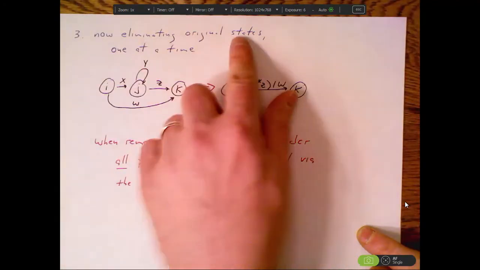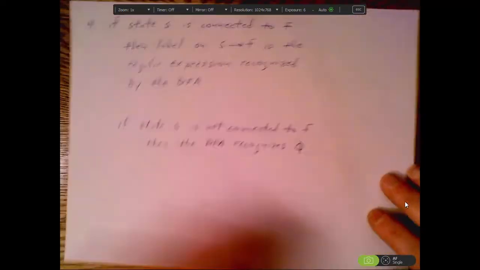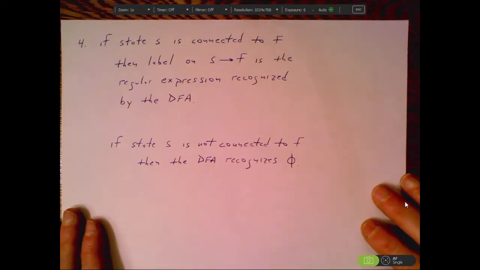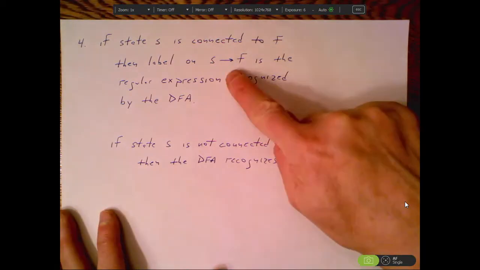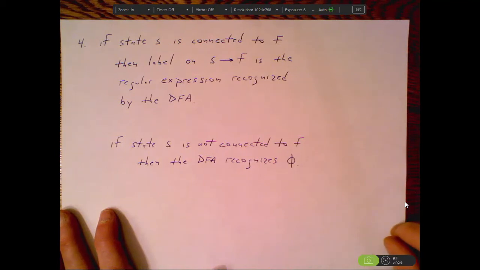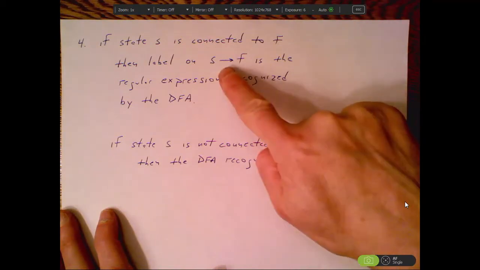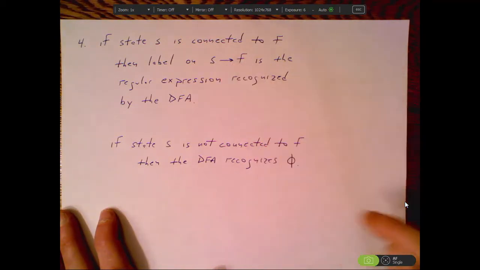Okay. So we do that, we eliminate all the original states, and we end up with one of two cases, right? All the original states are gone, so we only have my start state S, the one I created, and I have my final state that I created called F, and there's two cases. Either S is connected to F when we get done eliminating everything, in which case the label on that arc will be the regular expression recognized by the original DFA.